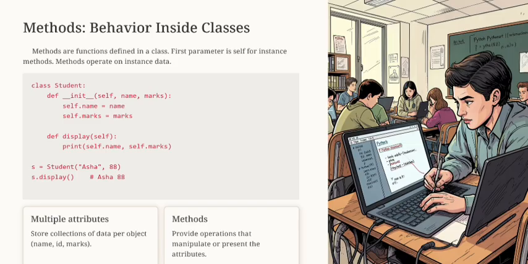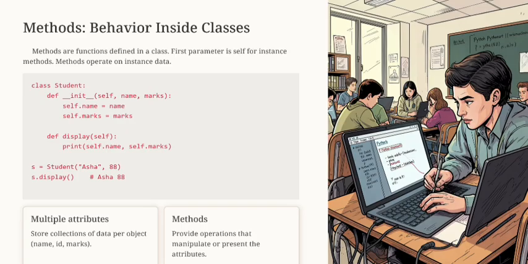And now the self parameter. In Python, every instance method takes a first parameter called self. The self parameter represents the current object. It allows the method to access object attributes. For example, class Student, print(self.name). Here self.name means the name attribute of the current object.